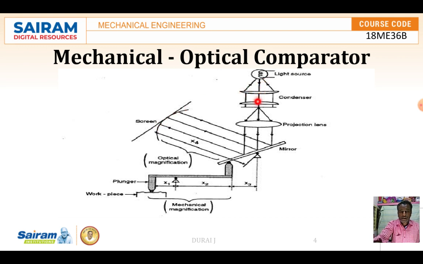In this mechanical optical comparator, the light source is provided with the help of a condenser, which condenses the rays towards the projection lens. The projection lens projects the beams towards the mirror, and the mirror deflects the beams onto the screen. Once the light source scatters in various directions, the beams placed on the condenser lens are condensed onto the projector lens.